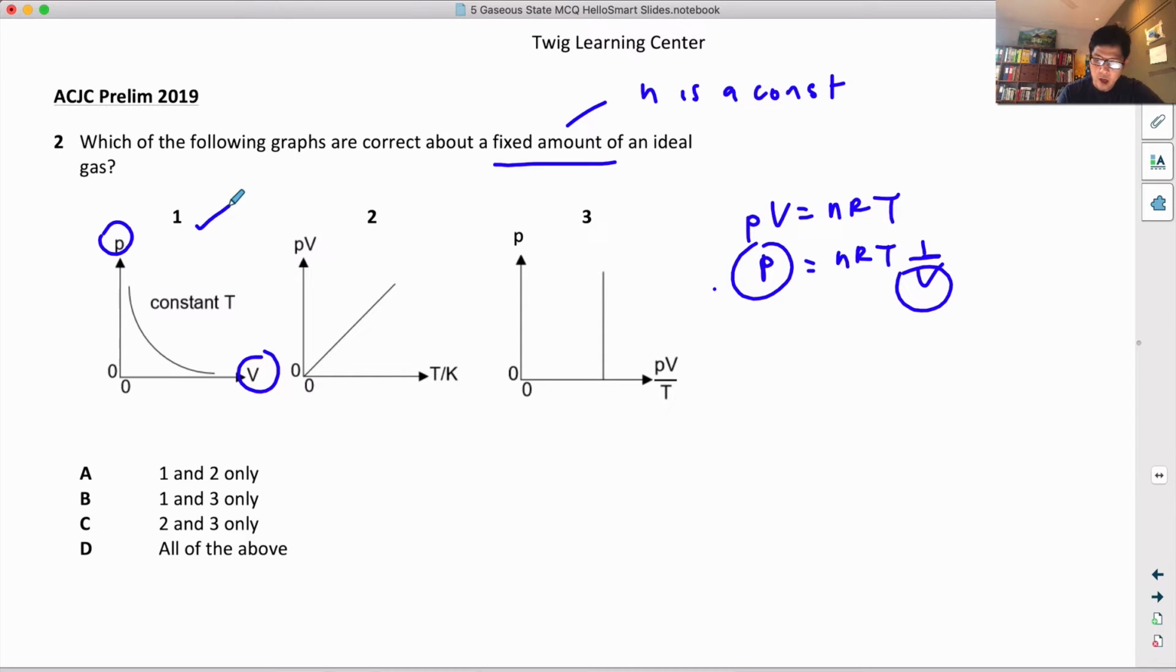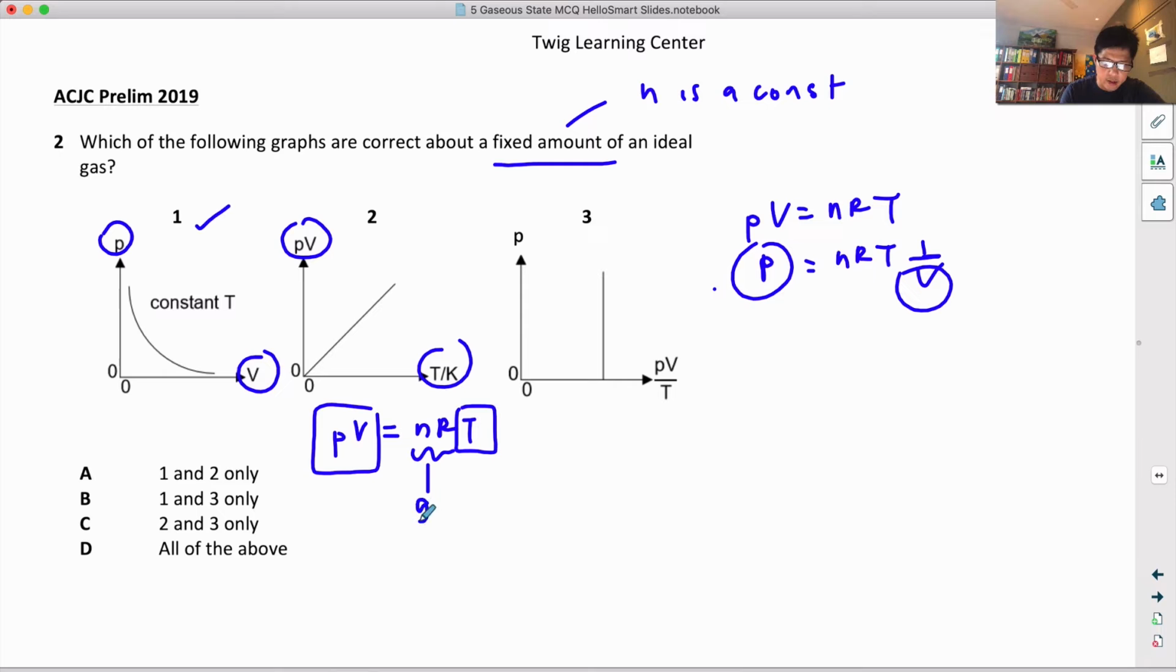For the second one, PV equals nRT. If you plot a graph of PV versus T, nR is actually your gradient, which means 2 is definitely correct. This is a positive gradient, sloping upwards. Let's look at the next one.